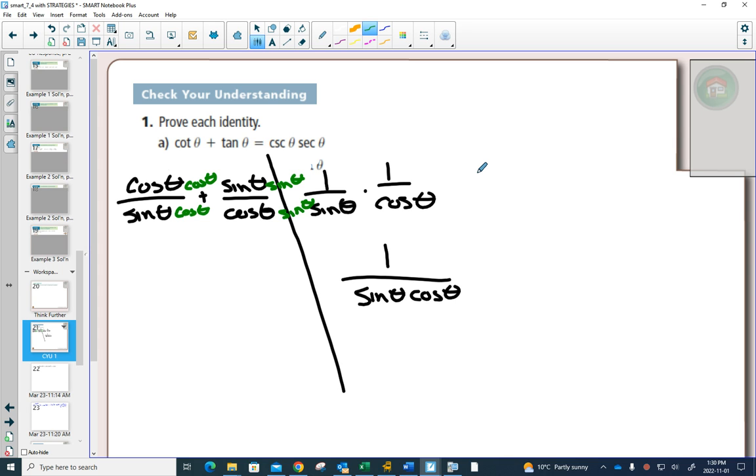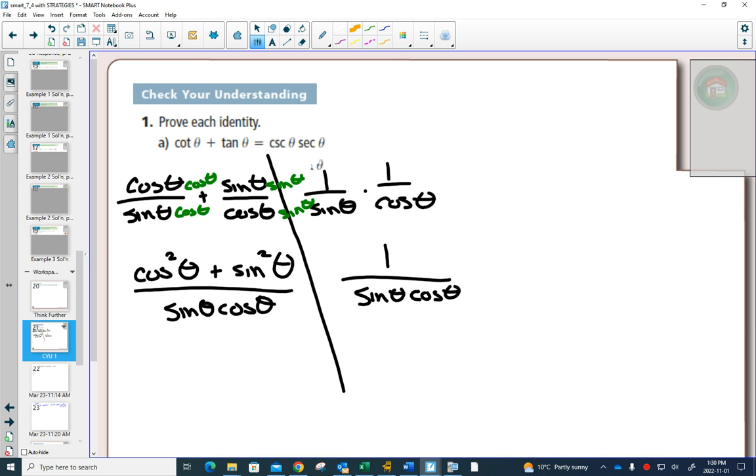Anyways, we've got a common denominator. My common denominator right now happens to be sine theta cos theta. That's good, because that matches up over there. And on the top, I would have cos times cos, which is cos squared theta, and sine times sine, that's sine squared theta. And we're very close.